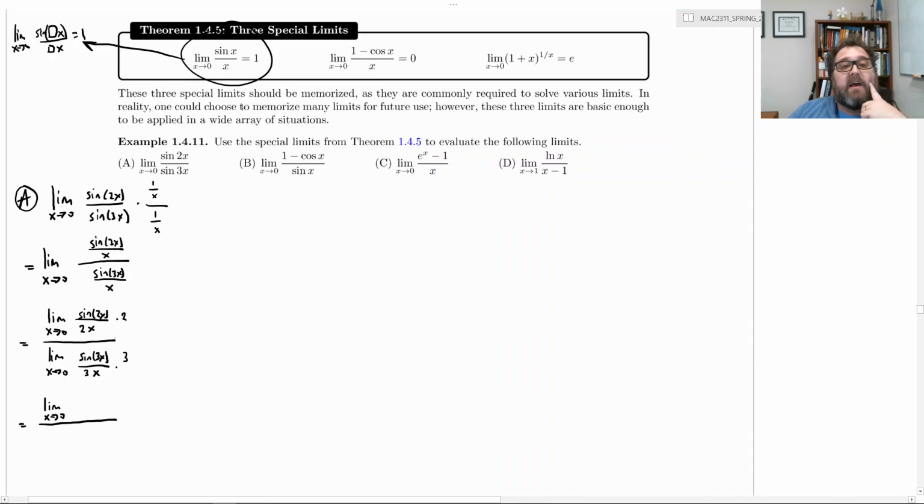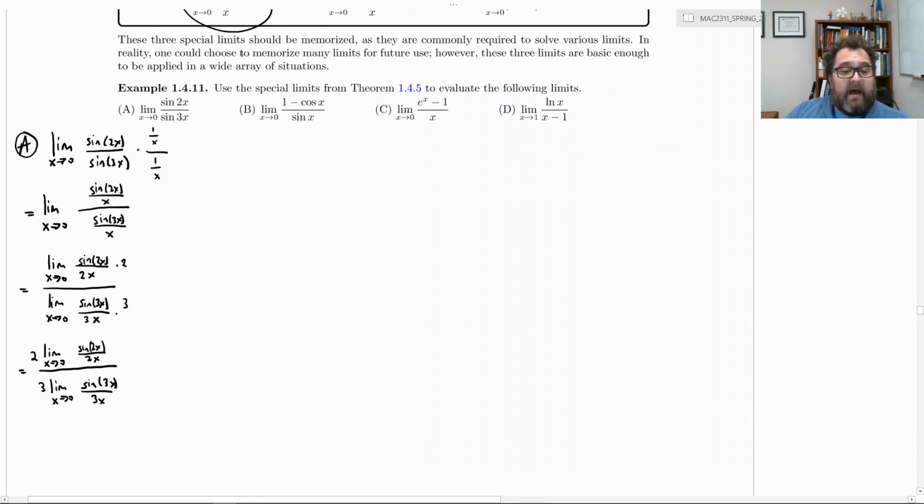So what do I do? I use the constant multiple rule to factor the 2 out of the numerator limit, and then we just have sine 2x over 2x, and then do a similar thing on the denominator. I factor a 3 out, and then I have the limit as x goes to 0, sine 3x over 3x.